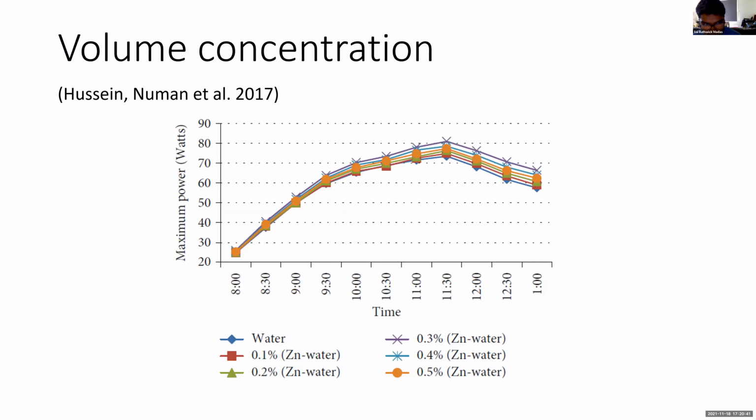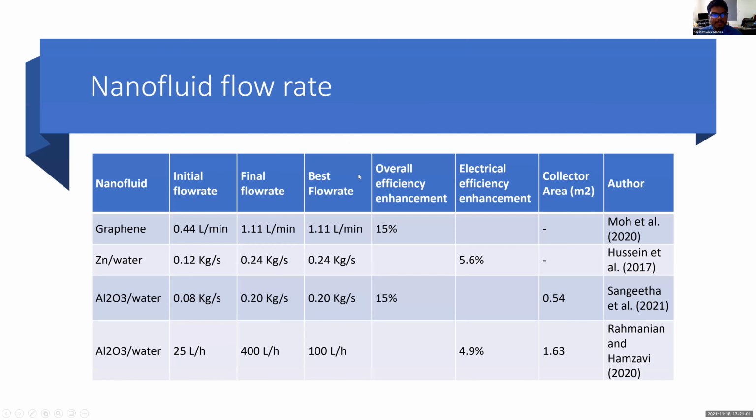This is a graph of the results from Hussein. He actually compared water and Zn water nanoparticle at 0.1, 0.2, 0.3, 0.4, 0.5 concentration, and the particle with 0.3 volume concentration actually had high electrical output from the panel. And next is the nanofluid flow rate.